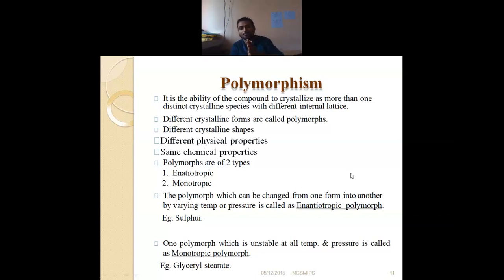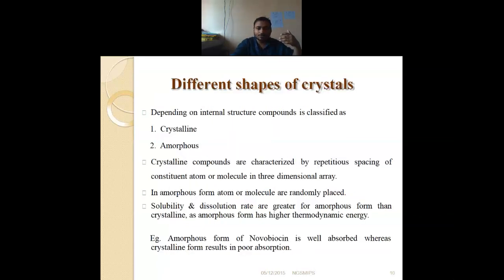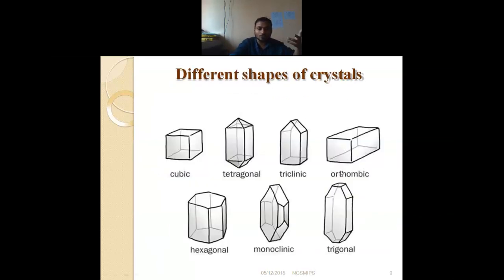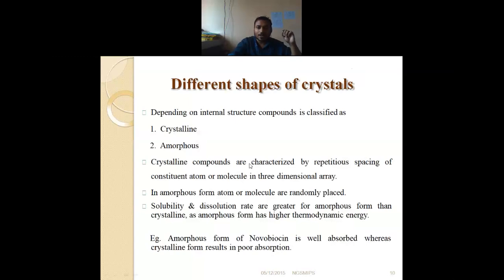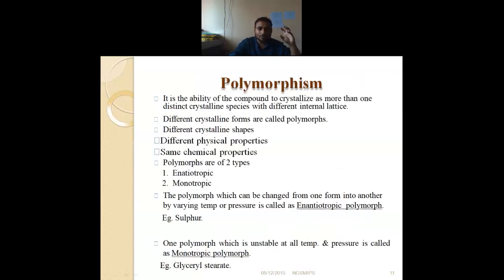So, next comes polymorphism. Do you have any idea regarding polymorphism? What does it mean? It is the ability of a compound to crystallize as more than one distinct crystalline species with different internal lattice. Internal lattice means, see, these are the forms of lattice: cubic, tetragonal, triclinic, rhombic, hexagonal, monoclinic, and trigonal. So these are the different lattices. They have the same properties, but they have different internal structure or internal lattice.